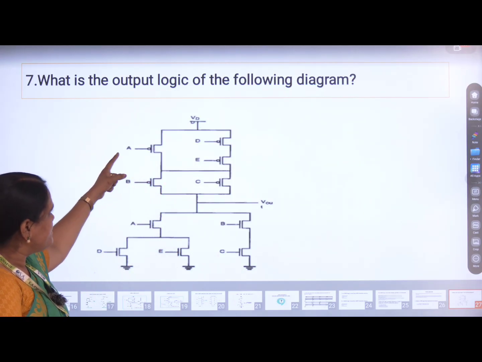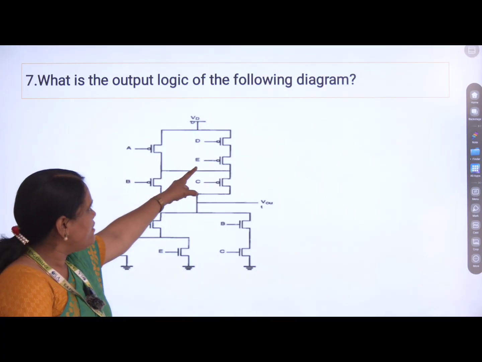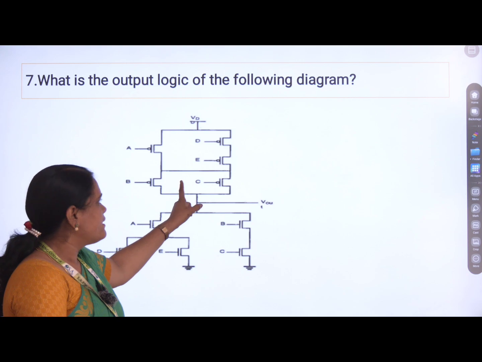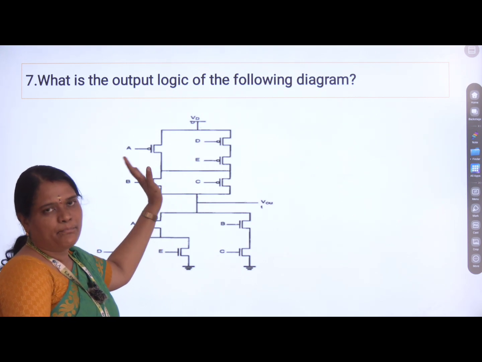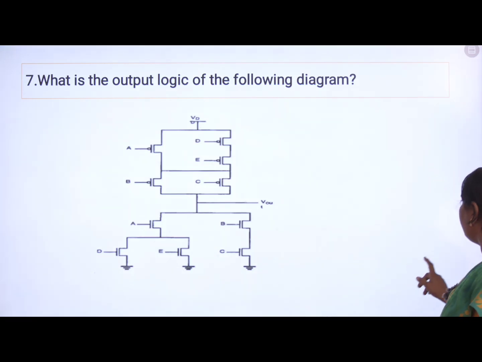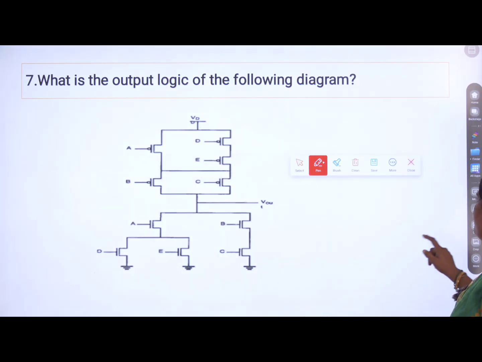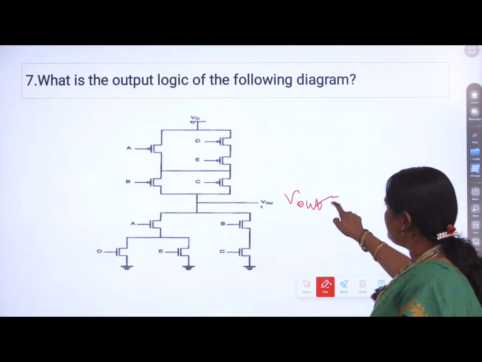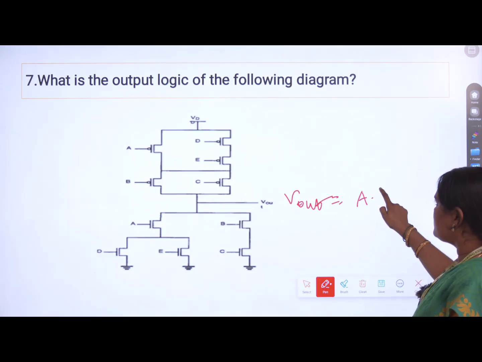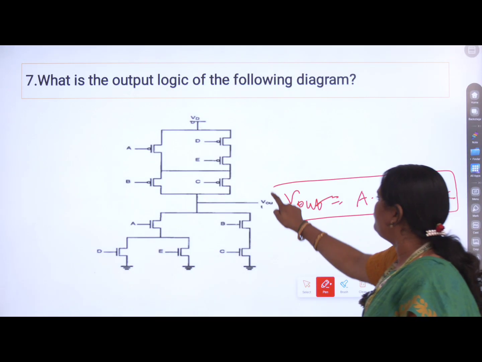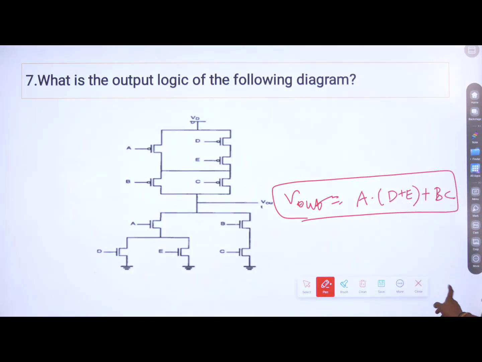Now it looks like A is in series with D plus E, and B and C are connected in parallel, and it is plus logic with the above structure. So now I am going to write the output of the given structure. Yes, it is nothing but Vout equals A dot (D plus E) plus BC. So this is the output for the given structure.